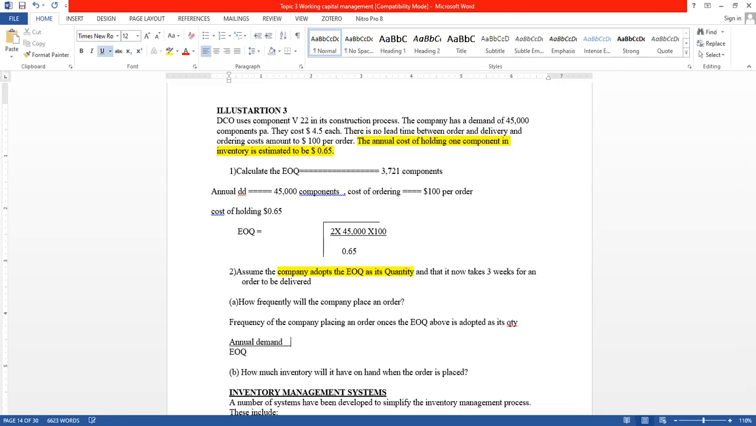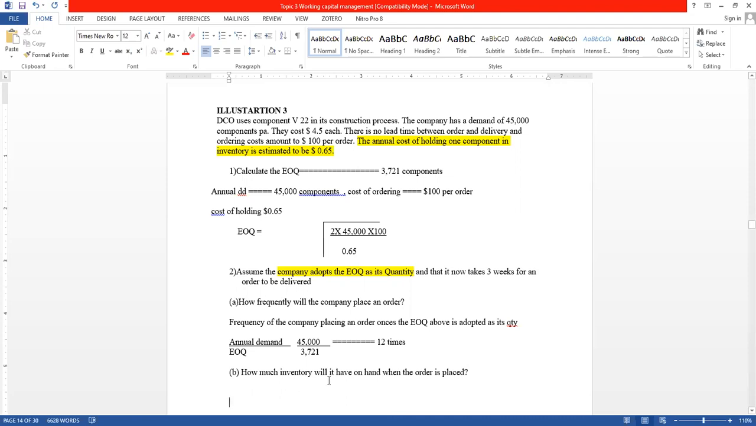Okay. So meaning that the annual demand is what? 45. So we divide it by EOQ, which is 3721. So meaning that the company will have to place an order how many times? 12 times. So if we divide that by the 12 months in a year, we get 1 month. That means you place an order 12 times in a year. So that means every month you have to be making an order.